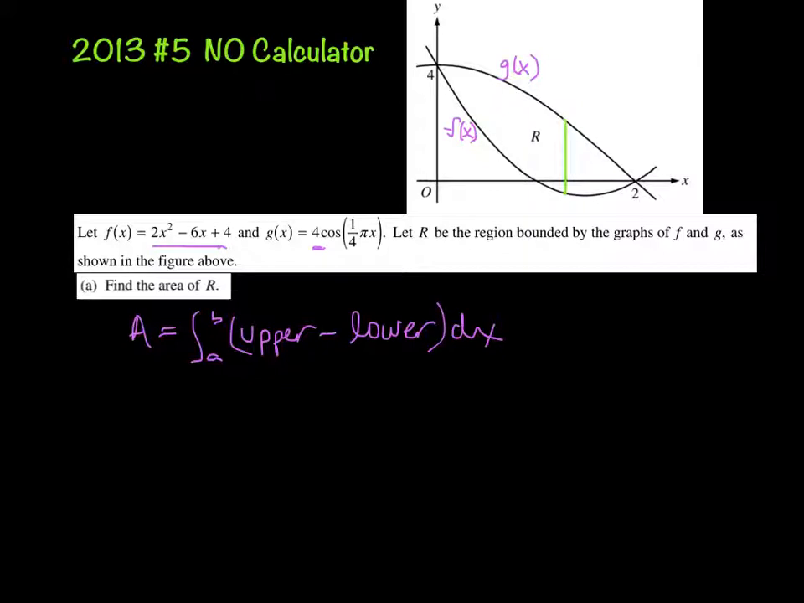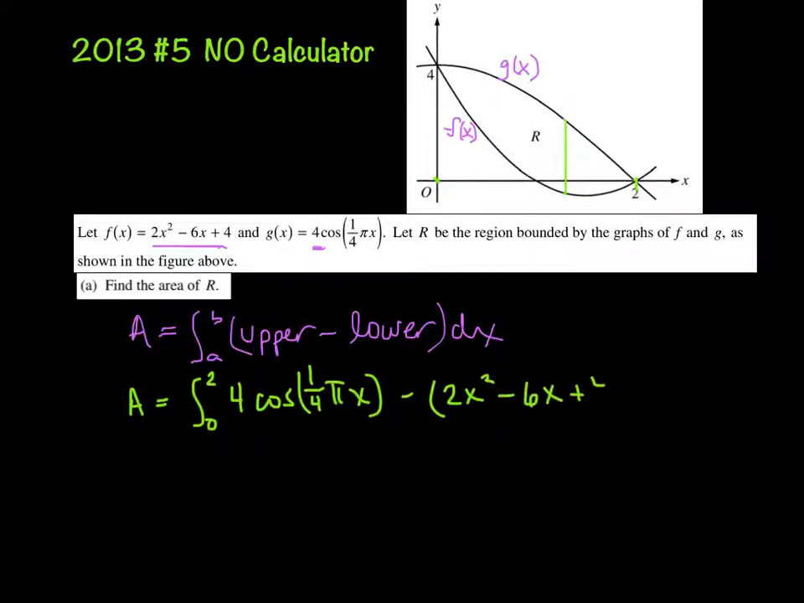and they're very nice in that they have given you your A and the B in the picture, okay? So your A here is clearly 0, and your B is right here at 2. And so I can say that my area is equal to the integral from 0 to 2 of g of x, which is 4 cosine 1/4 pi x, minus my f of x, which in parentheses, make sure you put this in parentheses, is 2x squared minus 6x plus 4, and then dx, so that whole thing.